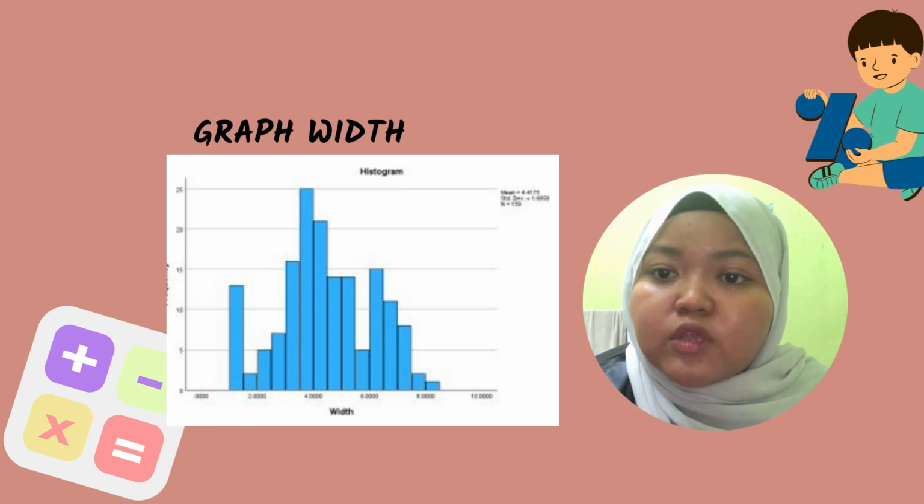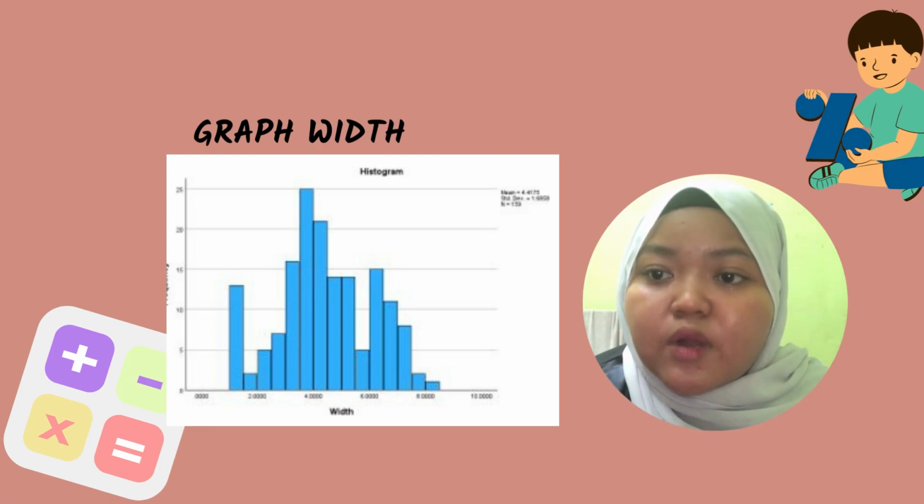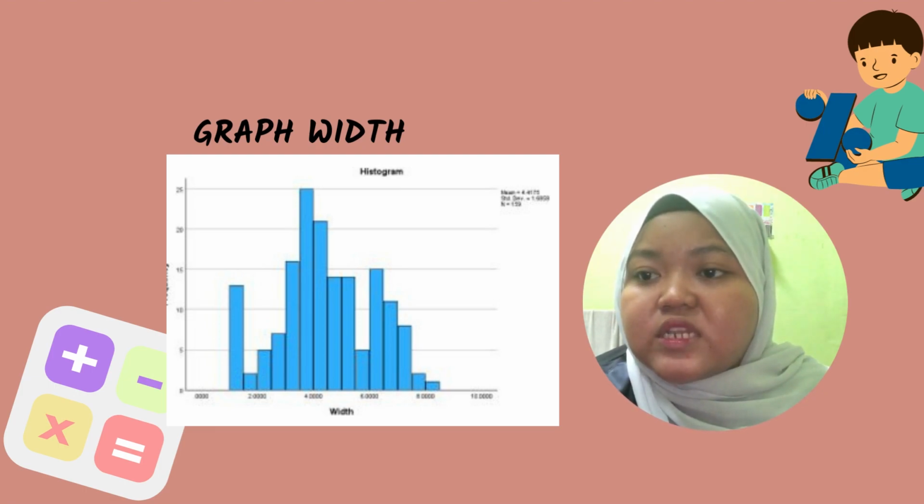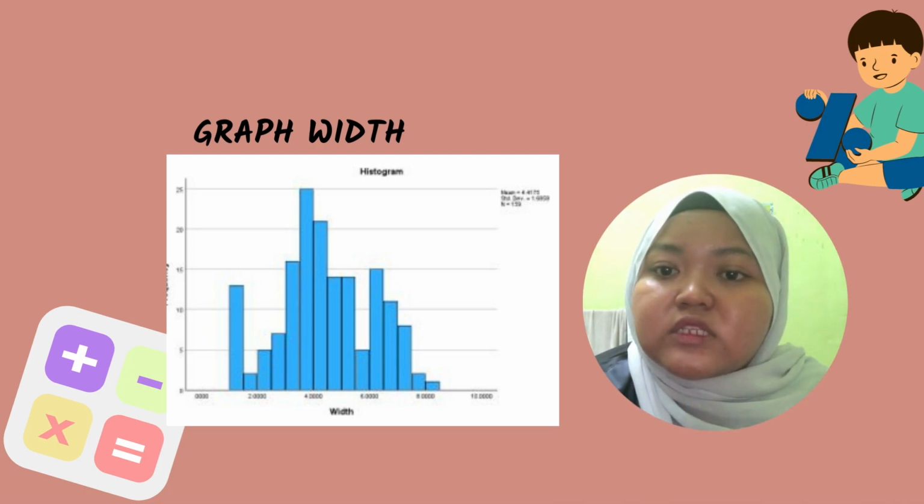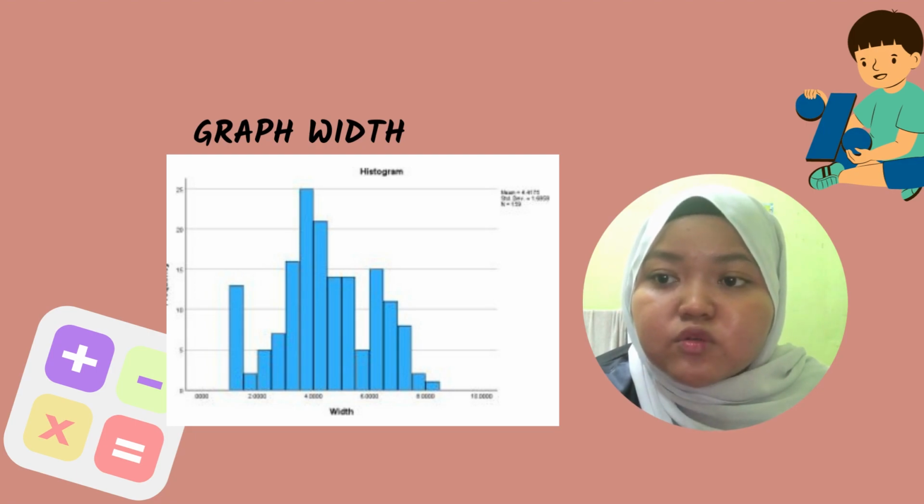SPSS was used to construct histogram plots on both horizontal and vertical scales. The vertical scale of the histogram has a frequency of 0 until 25, where the horizontal scale has 0 until 10.